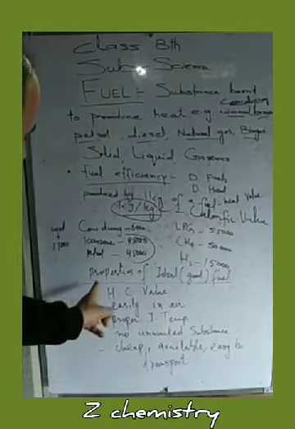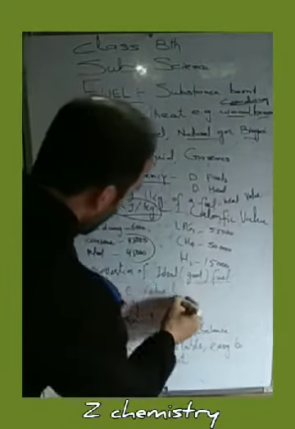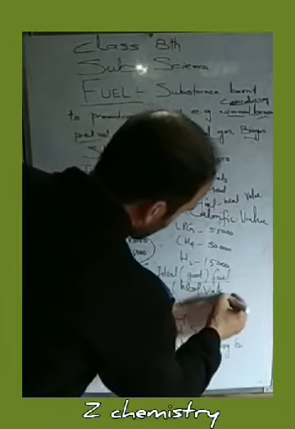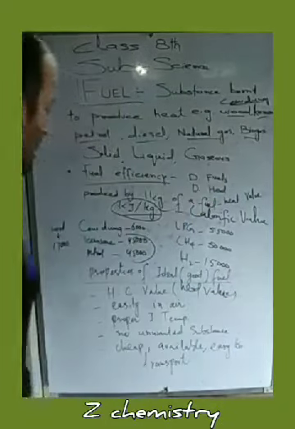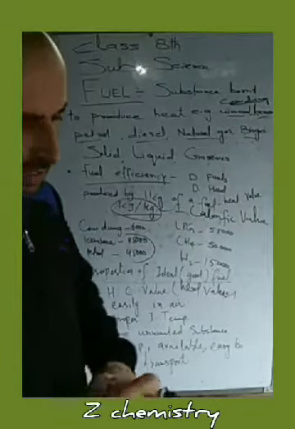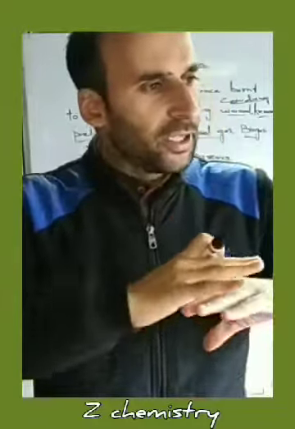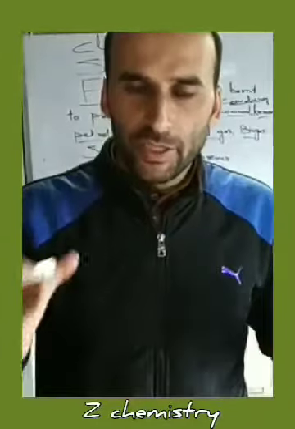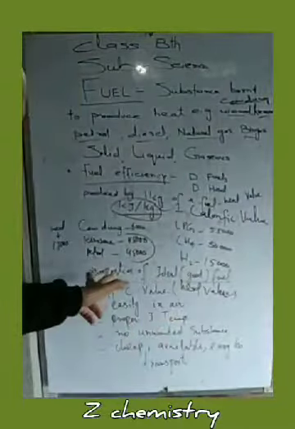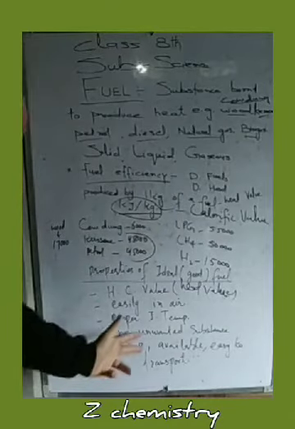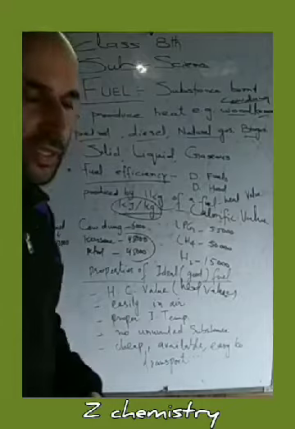For example, they must have a high calorific value, or high heat value. The heat produced by them must be more. They must undergo combustion easily, and they should burn easily in air. Their ignition temperature must be proper. There must not be the production of any unwanted substances. The fuel must be cheap, it should be easily available, and it should be easy to transport.